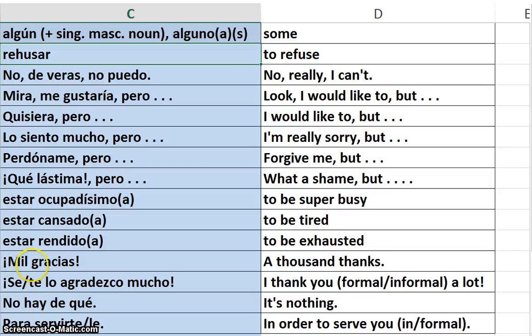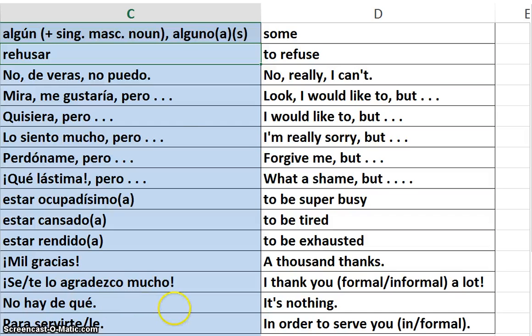Mil in Spanish, although it looks like million, is the word for thousand. Millón is million. I thank you a lot. And we've got the formal and informal. If you start with se, it's formal because what you really have is le lo, and you know you can't say le lo, so you say se lo. And if you're informal, te lo agradezco mucho. It's conjugated in the yo form. I am appreciative to you for it.